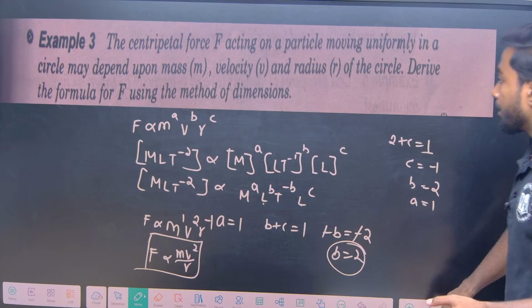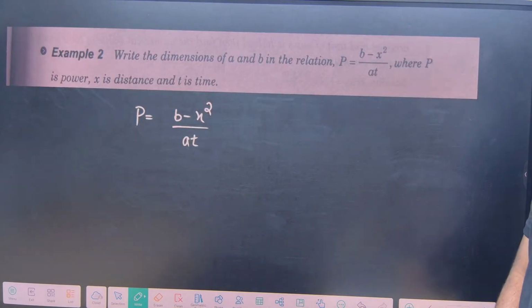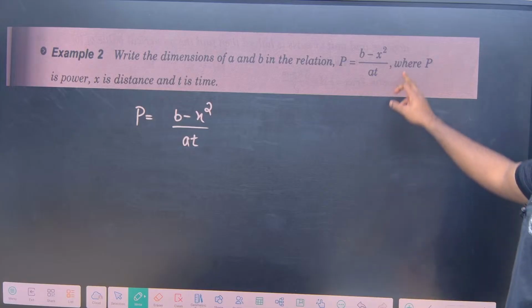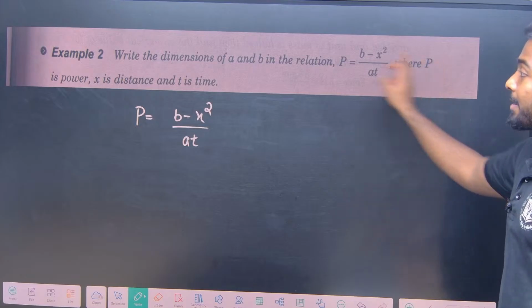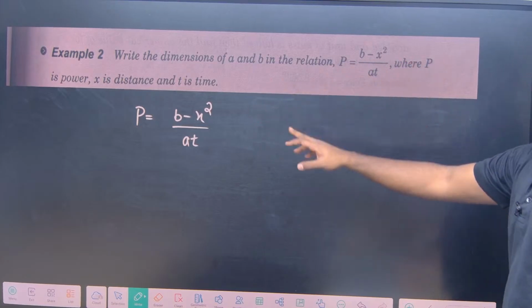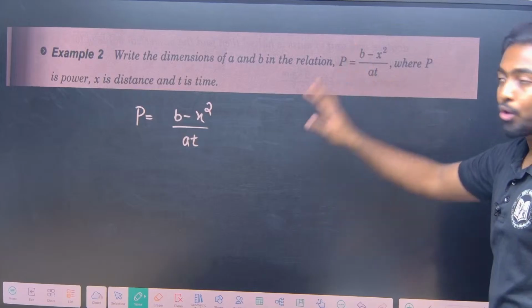Okay, so you want to take this question, right? Write the dimensions of A and B, if P is equal to B minus x square by At, where P is power, x is distance, t is time, and A and B are constants.